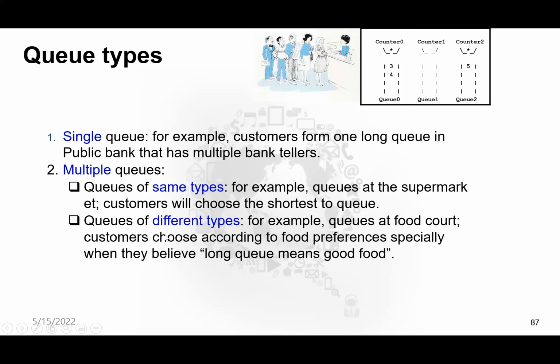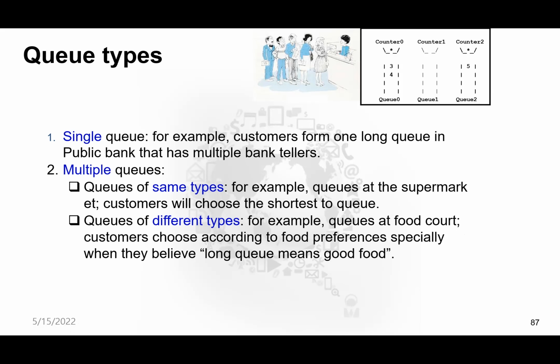Multiple queue, there are two types. Queues where all the queues are the same type, for example, when you queue up to pay in a supermarket, right? Because there are so many queues, every counter has one, so usually you will choose which one is the shortest, then you join. Or you can have multiple queues where every counter is of a different type, like the queues at the food court where every store is selling different food, right? And every store also has its own queue.